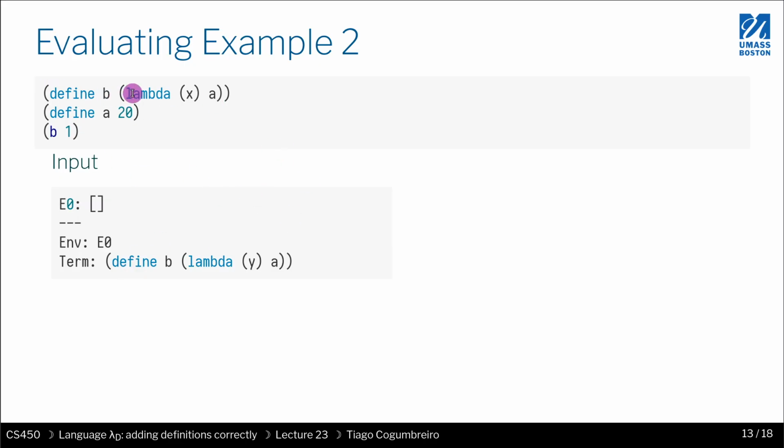We want to first define B and then define A and call B after A is defined. And this should be fine, and it failed in LambdaF because in LambdaF there was no propagation of side effects, and therefore this would be an invalid program. But in LambdaD, I want to convince you that it actually works, and let's see how.